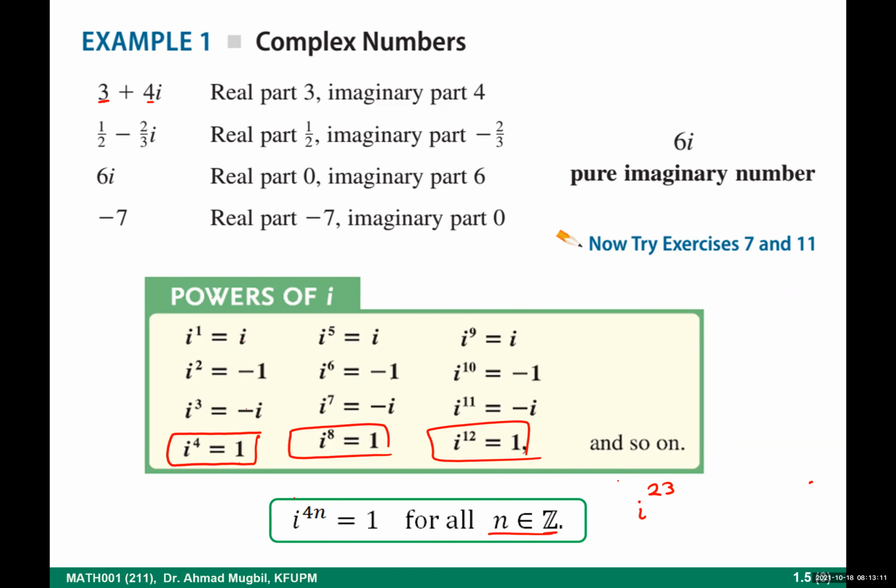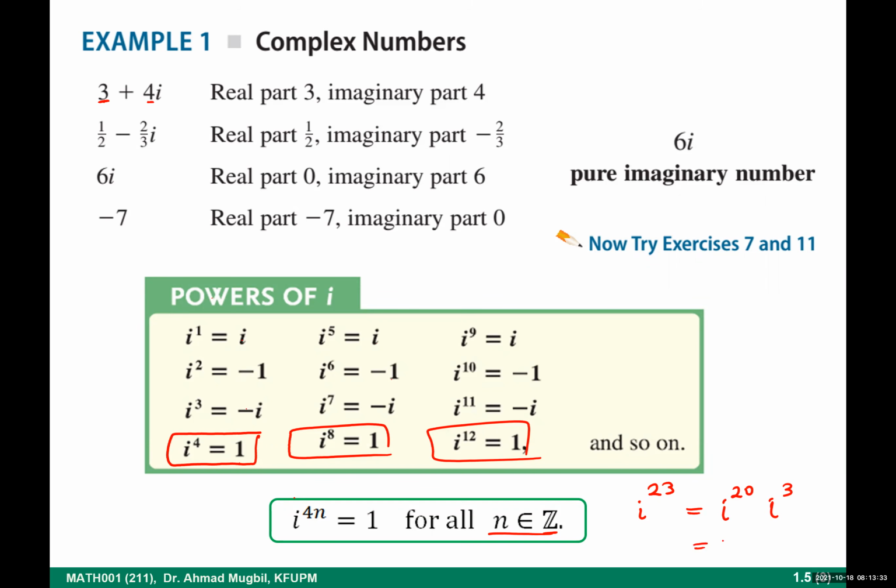Yes. Give me the result. Yes, Hassan, give me the result if you have the answer. Negative i, you are right. It is negative i. How do you know that? It is not difficult. i to the power 23, it is what? It is i to the power 20 times i to the power 3.